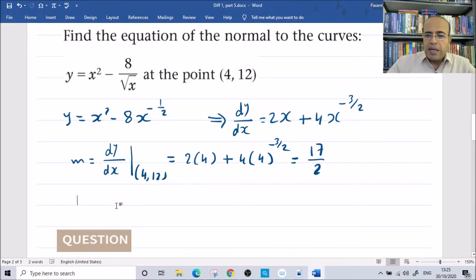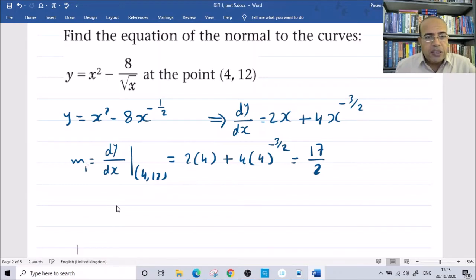So this is the gradient of tangent, we can say mt. So the gradient of normal, denoted by mn, we flip and change the sign. It's negative 2 over 17. So what is the equation of normal?